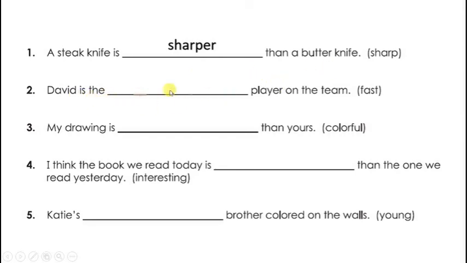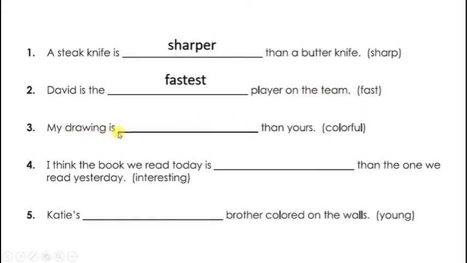David is the player on the team. Fast. So it's a short adjective, guys, so I add er or est. So guys, here is it comparative or superlative? David is the... Okay, guys, we have the, so we have to add est to a short adjective. So David is the fastest player on the team.